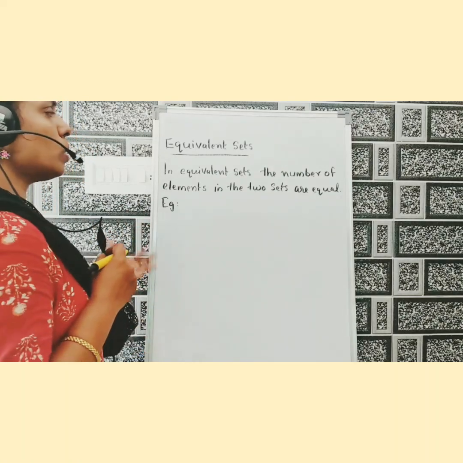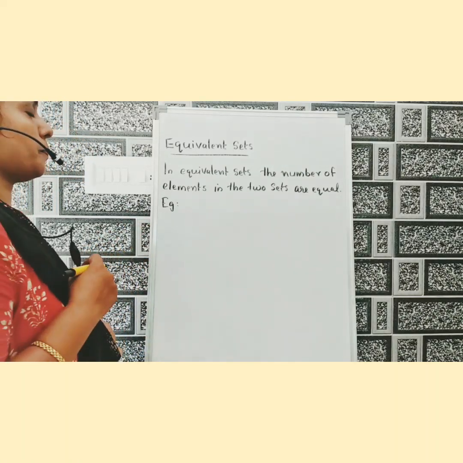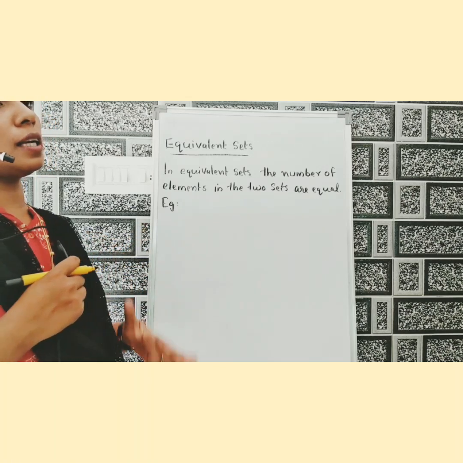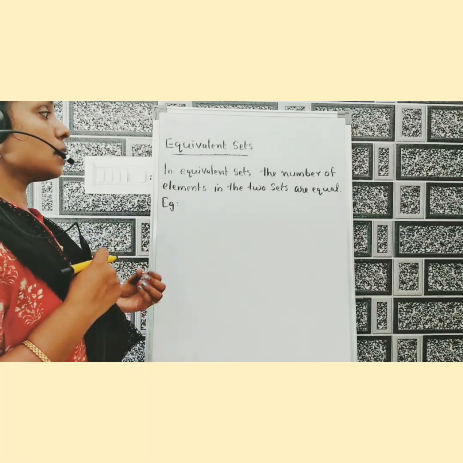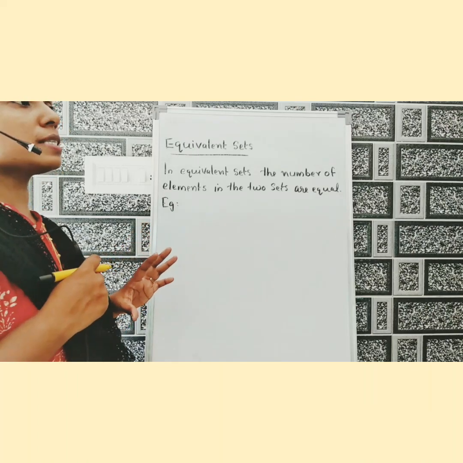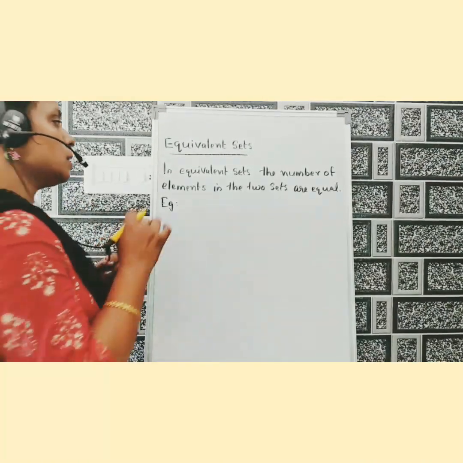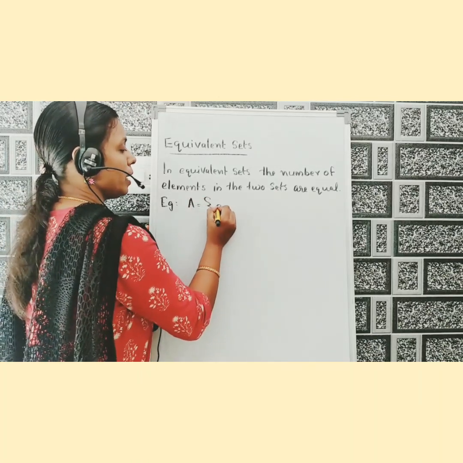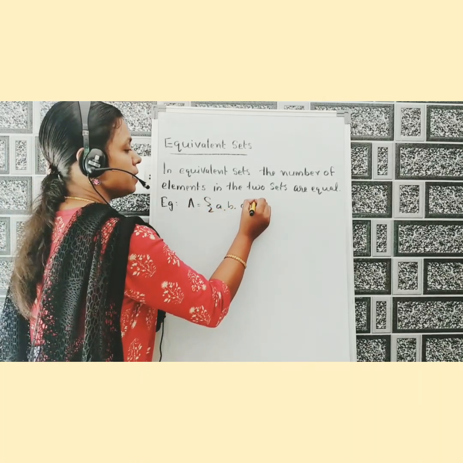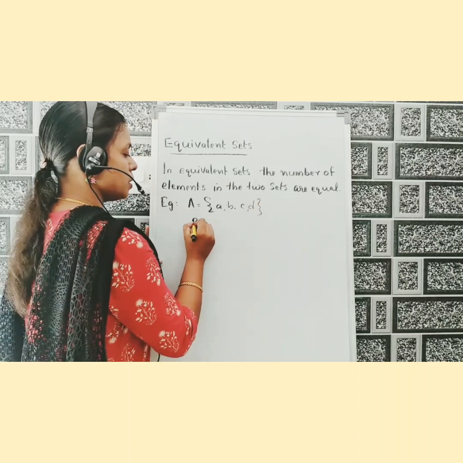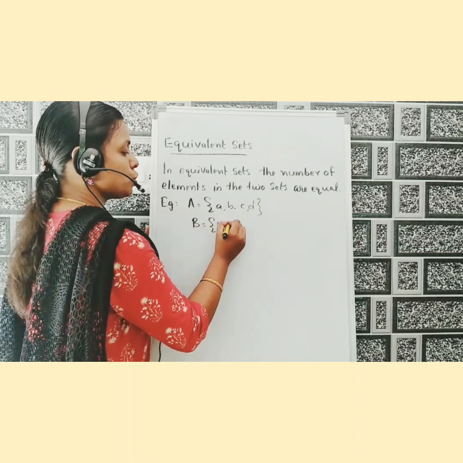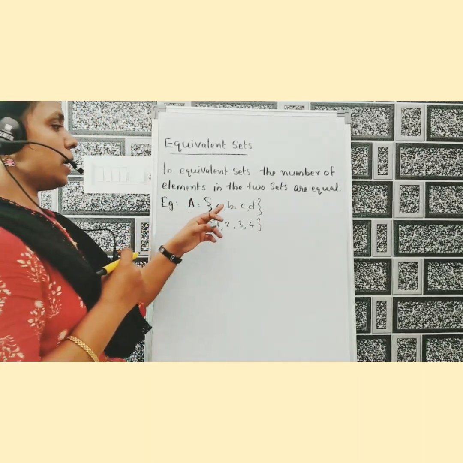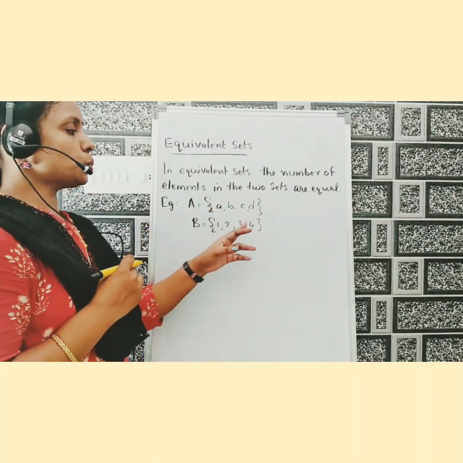Next is equivalent sets. What is meant by equivalent sets? In equivalent sets, the number of elements in the two sets are equal. For example, A is equal to A, B, C, D and B is equal to 1, 2, 3, 4.